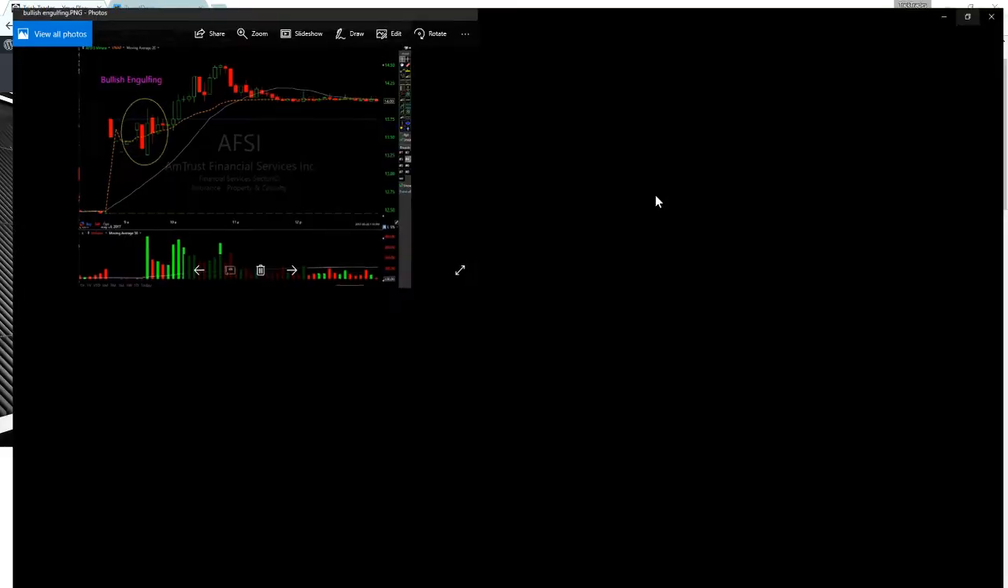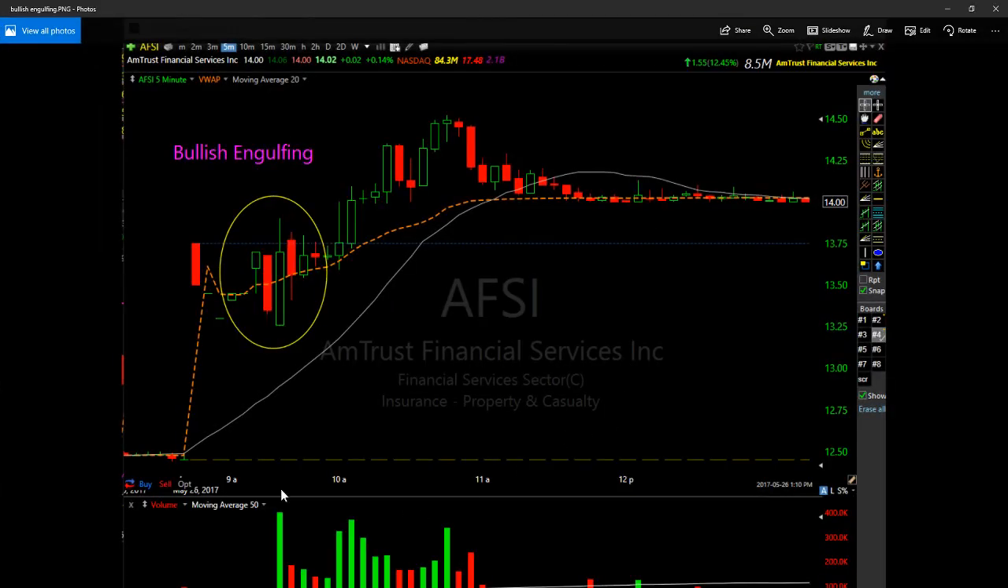We have another good bullish engulfing on AFSI. This is on a 5-minute chart, so it's even better, right? The longer the time frame, the more information there is per candle. So this is really good on the bullish engulfing. The price opens up and it just engulfs the pre-market trading. That's very, very bullish, so you definitely want to look at that.